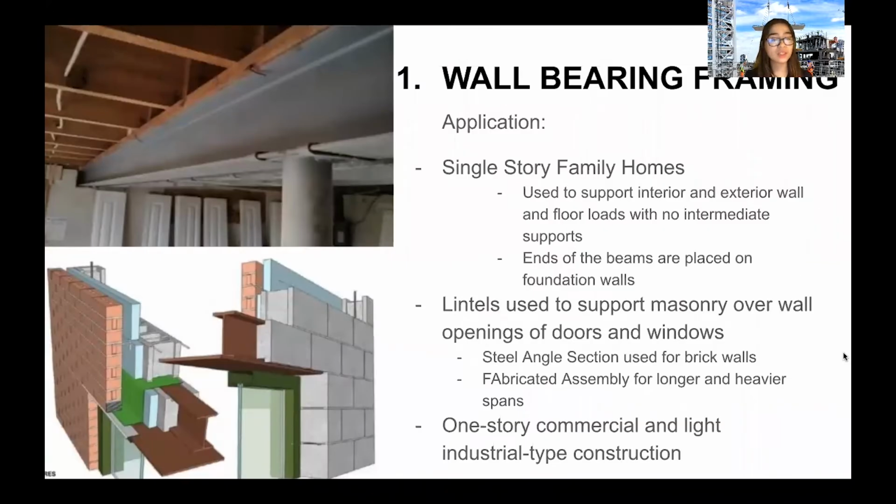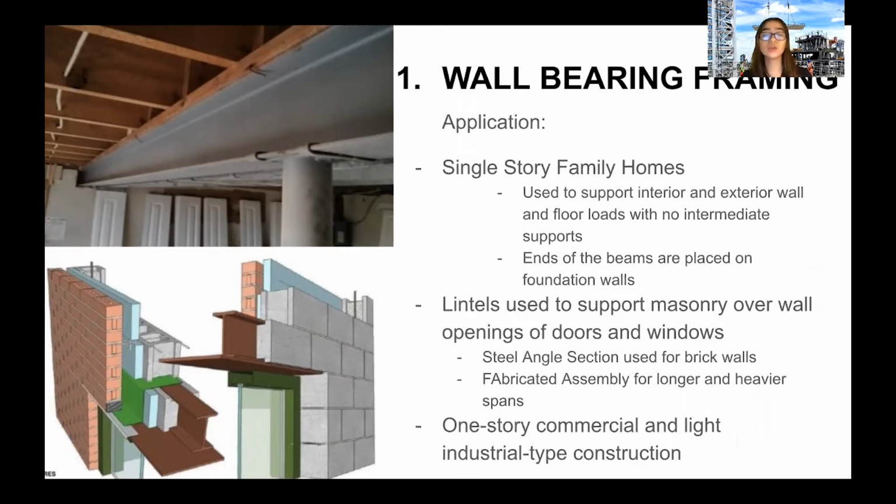There are 3 applications that we can use for wall bearing framing, which are single-story family homes, lintels used to support masonry, and one-story commercial light industrial type construction. The first application, single-story family home, is used to support the interior and exterior walls and floor loads with no intermediate supports. Just like in the first image above, you can see that the wall is supporting the steel beam with no intermediate supports. The ends of beams are placed on the foundation walls, because those walls are the strongest.